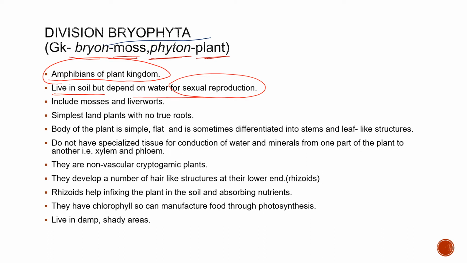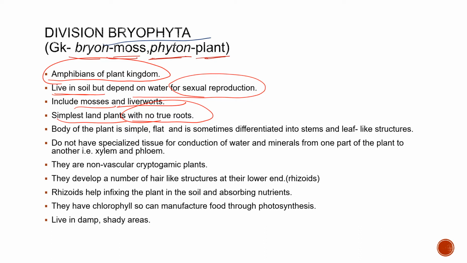This is a very common question which comes in your 9th exams: why are Bryophyta called the amphibians of the plant kingdom? Because they live in soil but depend on water for sexual reproduction. Now, this category includes mosses and liverworts. They are the simplest land plants with no true roots.